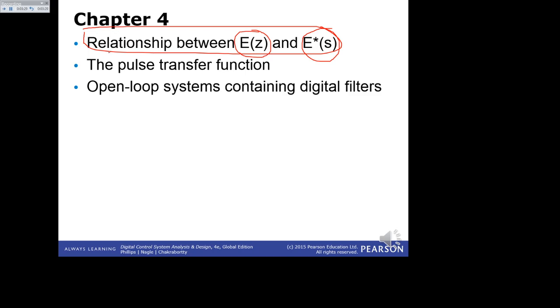Then later we'll look at the transfer function with the hold. It is basically the product of the zero order hold and the plant transfer function, which you will see later also. Then we'll look at the open loop system containing some digital filters.